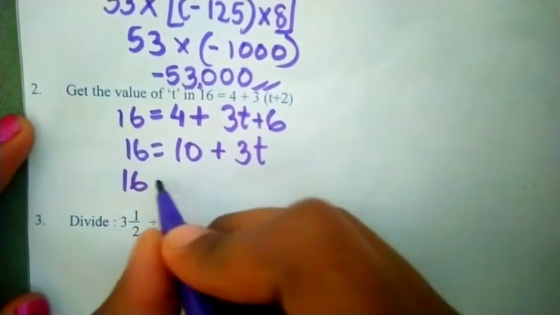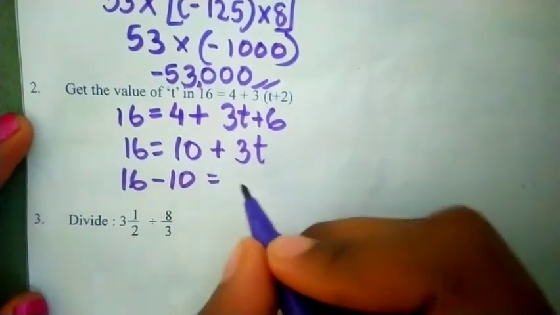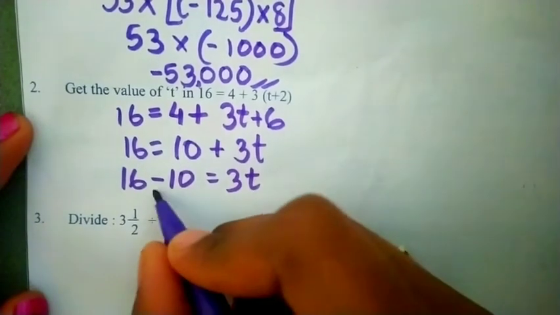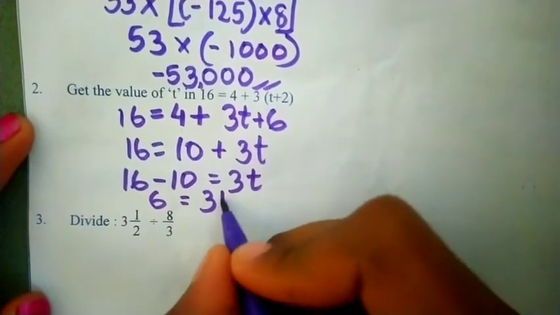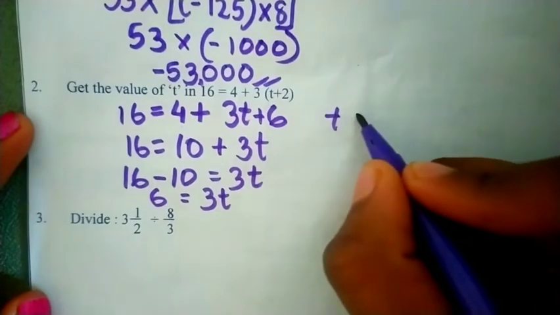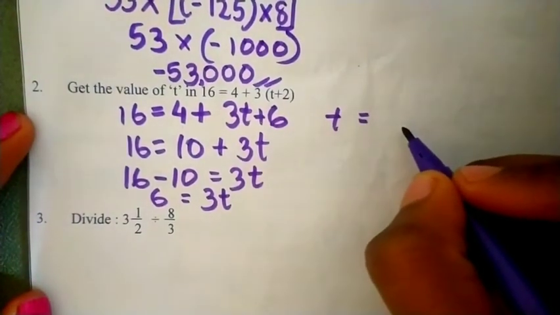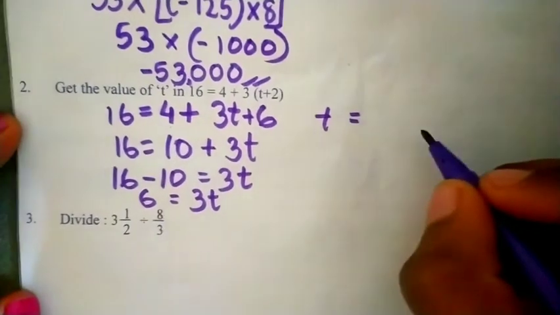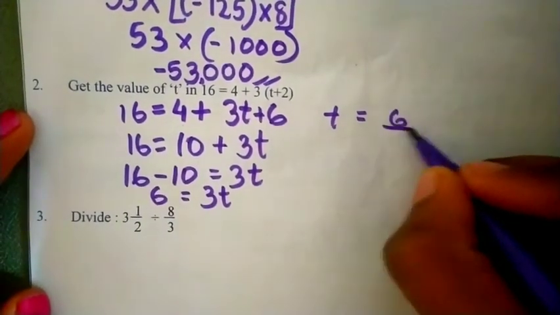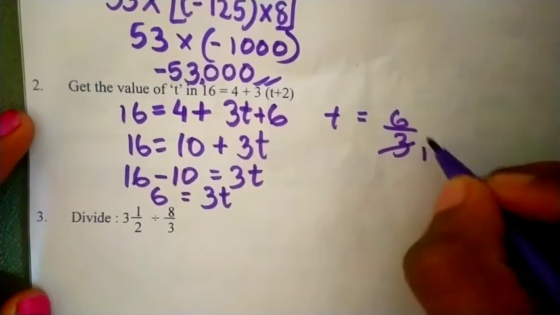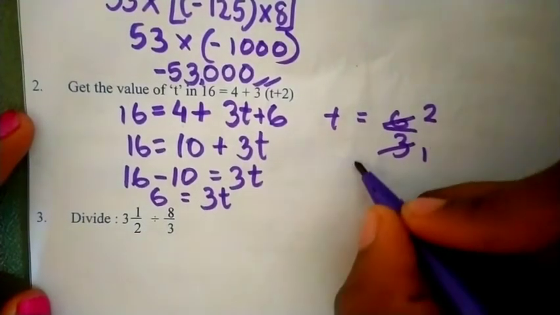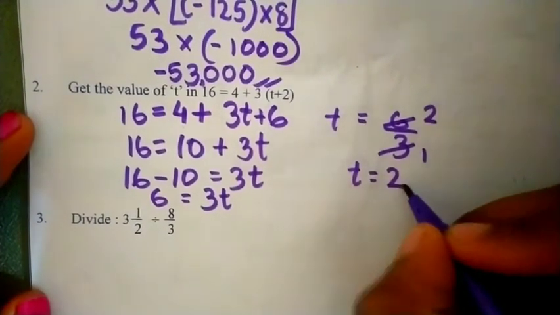Now 16 minus 10 equal to 3t, 6 equal to 3t. Now t is equal to 6 by 3. 3 ones are 3, 3 twos are 6. t is equal to 2.